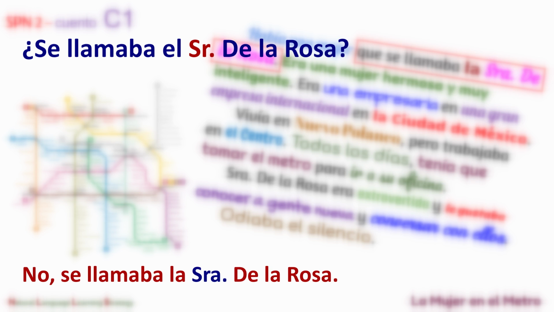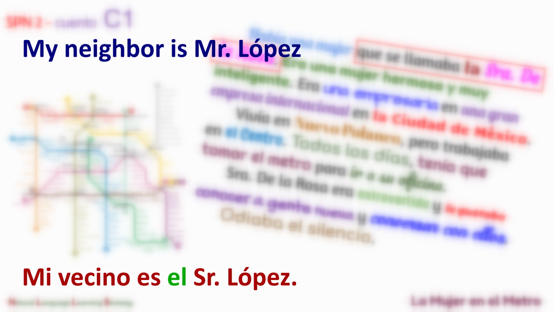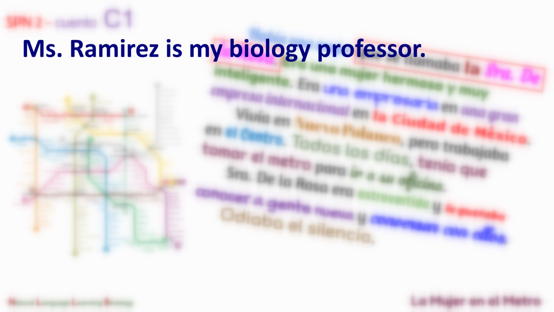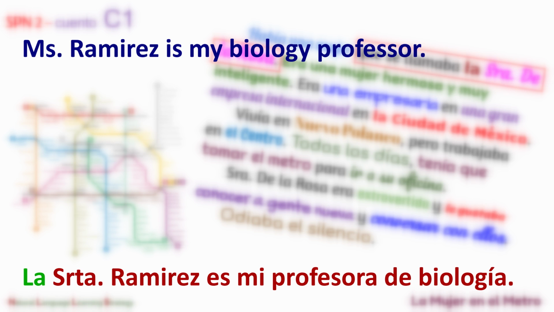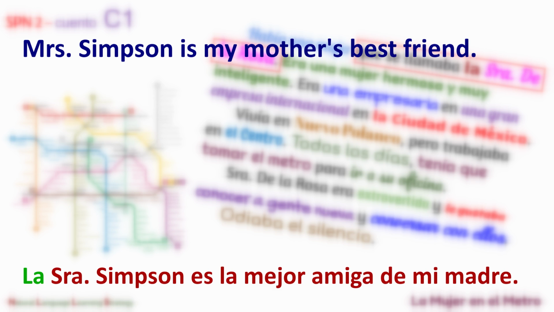Notice here that when we're talking about someone with a title, such as Mr., Miss, or Mrs., we add the definite article el or la before that title. For example, if I tell you that my neighbor is Mr. Lopez, I would say, mi vecino es el señor Lopez. If I say that Miss Ramirez is my biology professor, I would say, la señorita Ramirez es mi profesora de biología. Mrs. Simpson is my mother's best friend. La señora Simpson es la mejor amiga de mi madre.